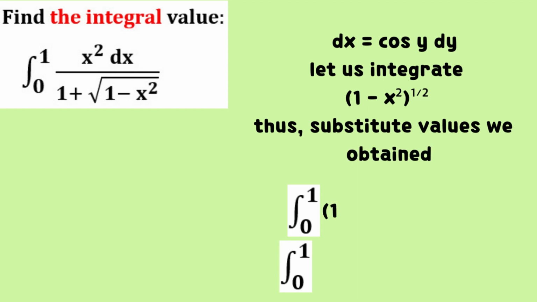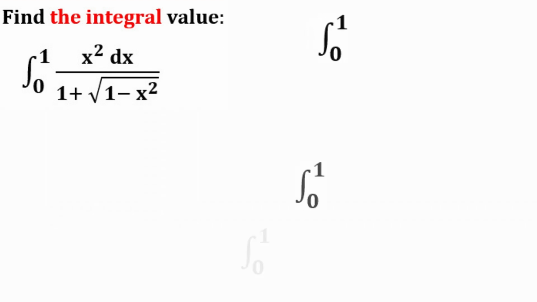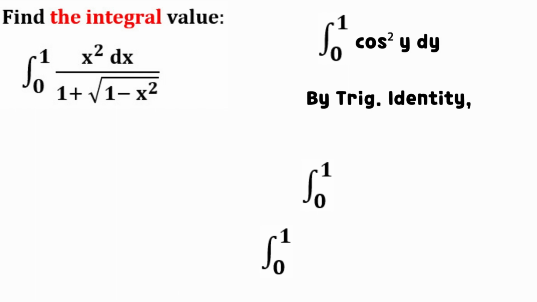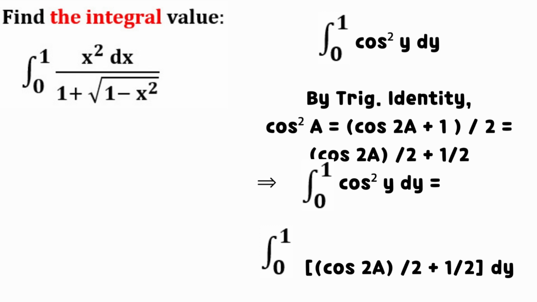Let us integrate the square root of 1 minus square x. Thus, substitute the values we obtained for the integration of the square root of 1 minus square x dx, which equals the integration of cosine square y. By trigonometric identity, cosine square a equals half of cos 2a plus 1, which when decomposed equals the sum of half of cos 2a and half. This result, when integrated with respect to y, equals cosine square y dy.